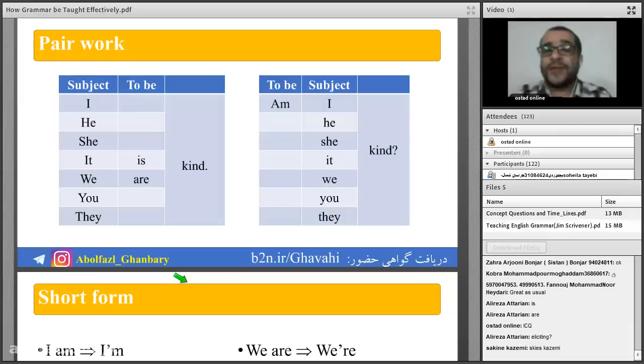What about making questions? Look at the table. Am I kind? What happened? What happened? Guide, what happened? This is eliciting. What happened here?